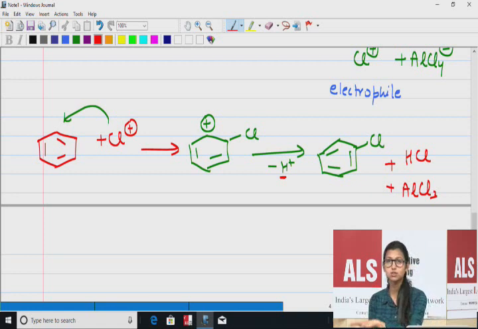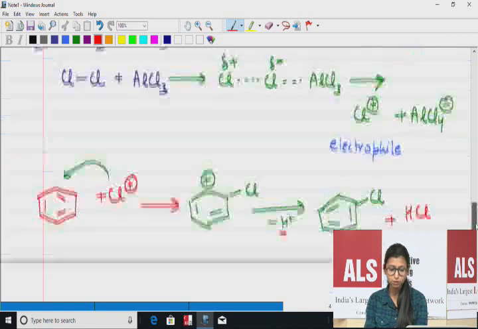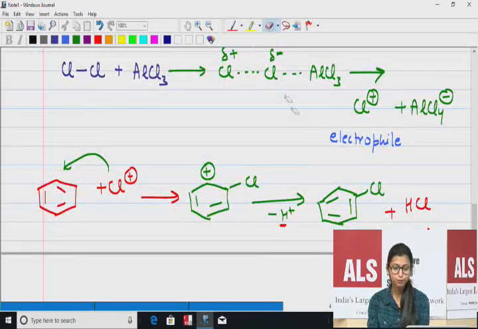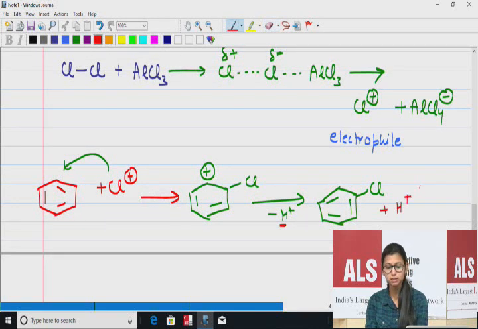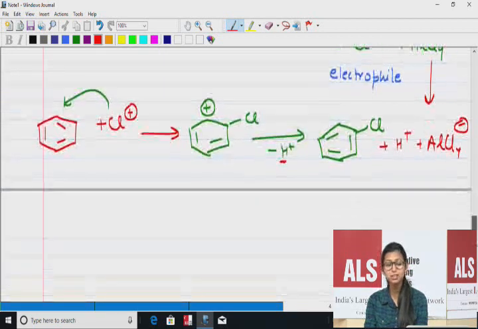Sercon Center, I guess your keyboard system is stuck. Why produce that HCl and AlCl3? Yes, very good question, Sercon. What will happen if I don't write this? What else am I getting on the product side? I will be getting an H plus ion. I have AlCl4 negative also. Now what will happen? Just have the reaction. We want the catalyst back.